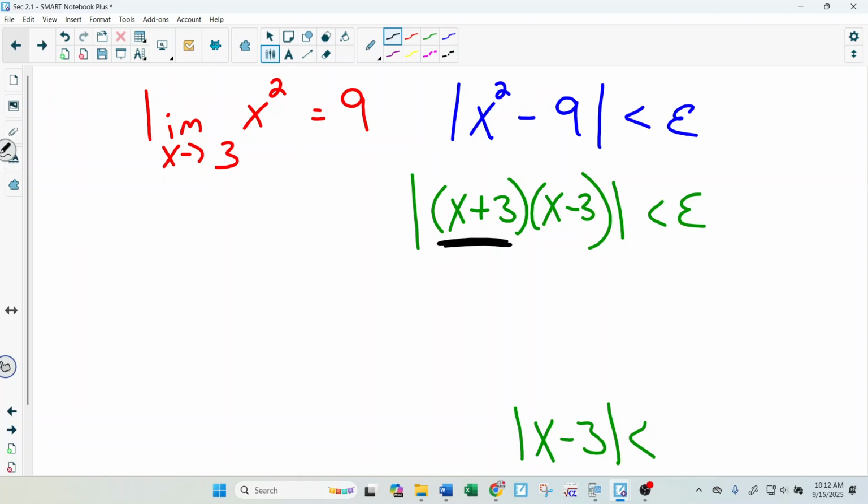As x gets close to 3, x plus 3 is going to get close to about 6, right? But this could be 5.9, 6.1. It could be somewhere like that. So we're going to divide. But what number do we divide by? We don't want to divide by 6. It could be a little bit bigger than 6, could be a little smaller than 6. We don't want to divide by 6, even though this is getting closer to 6.